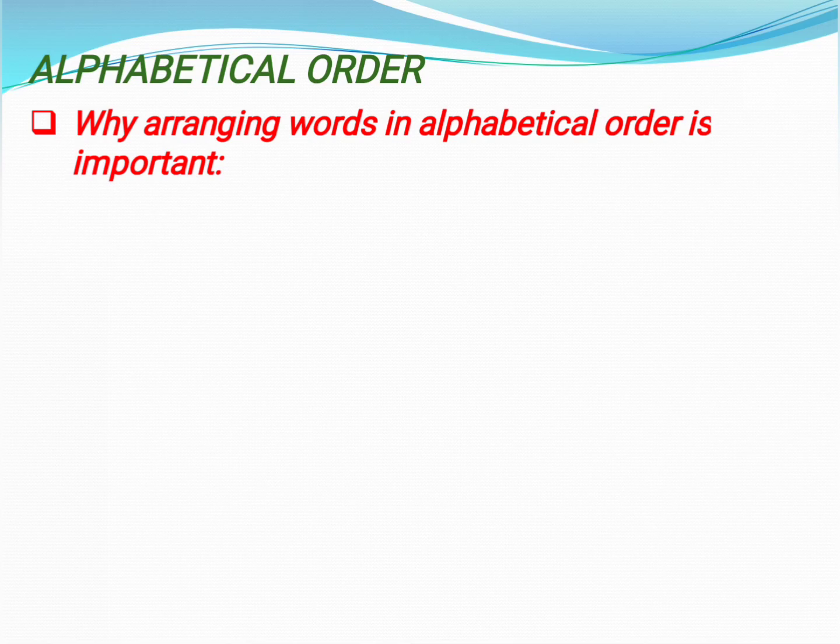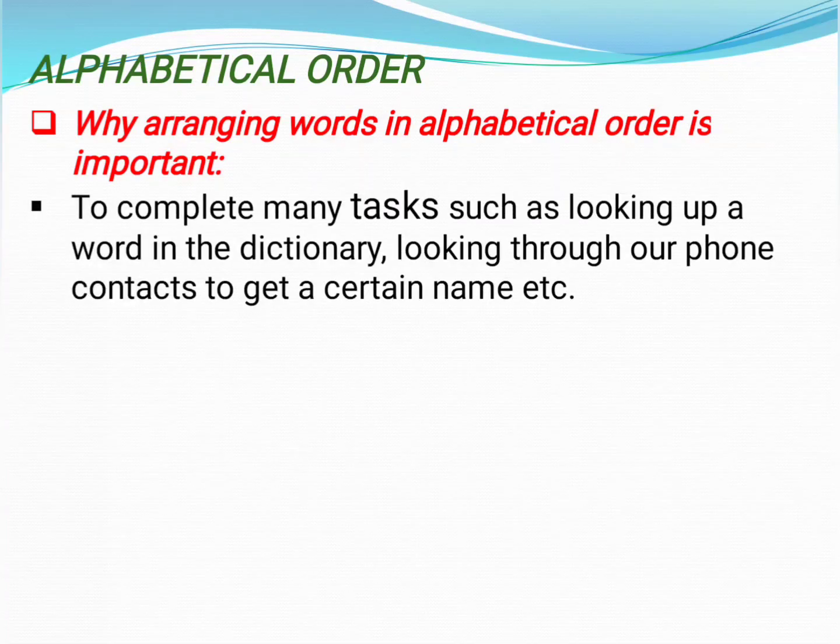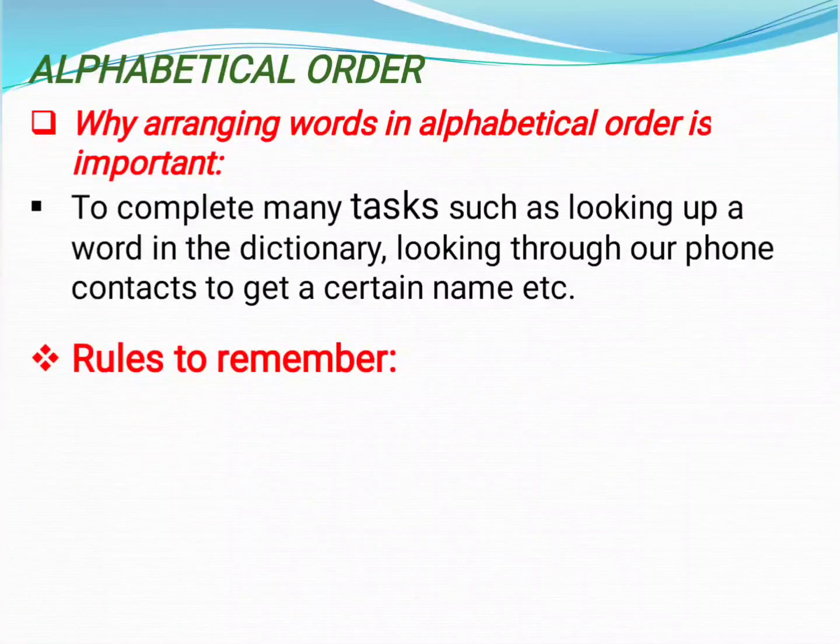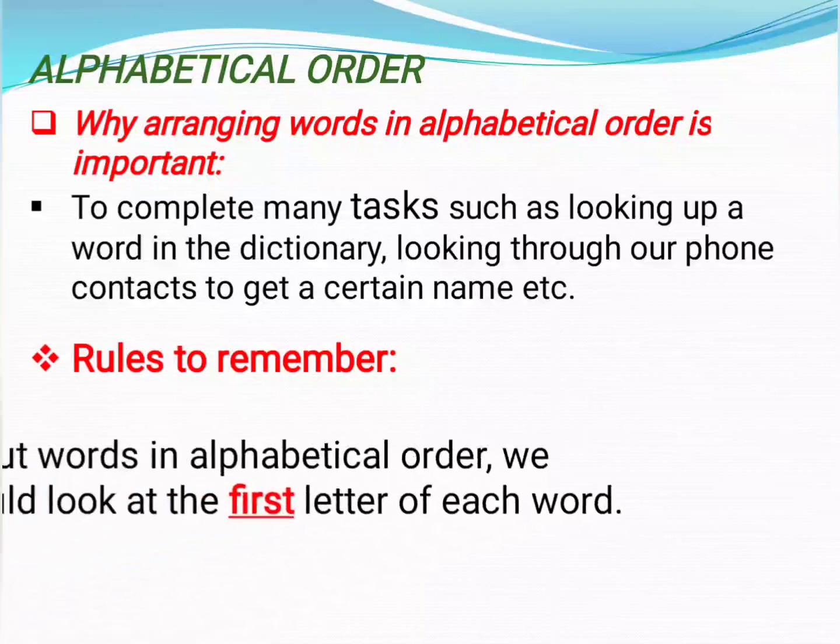Suppose we have to find a word from the dictionary or a contact from the phone contacts. If all these words or contact numbers are not saved in alphabetical order, it would be very difficult for us to find. So, before putting words in alphabetical order, there are certain rules, certain things we have to keep in mind. Let's learn those rules.